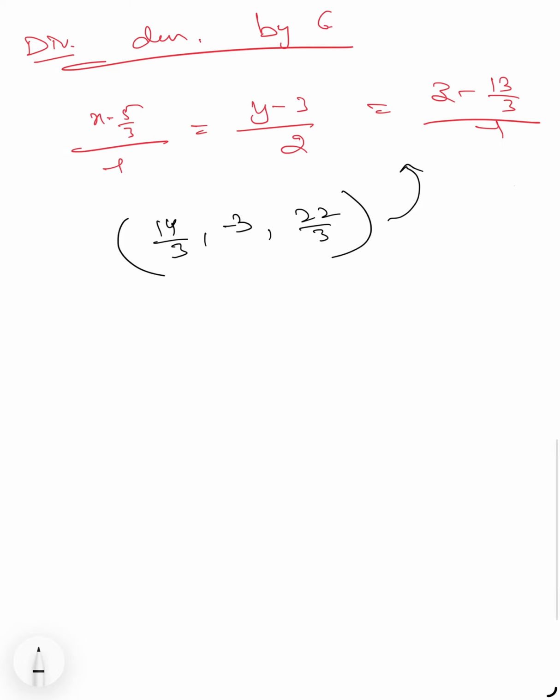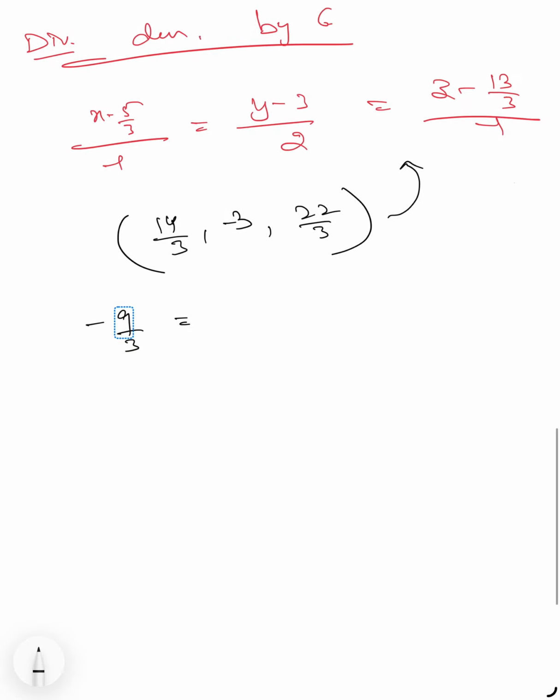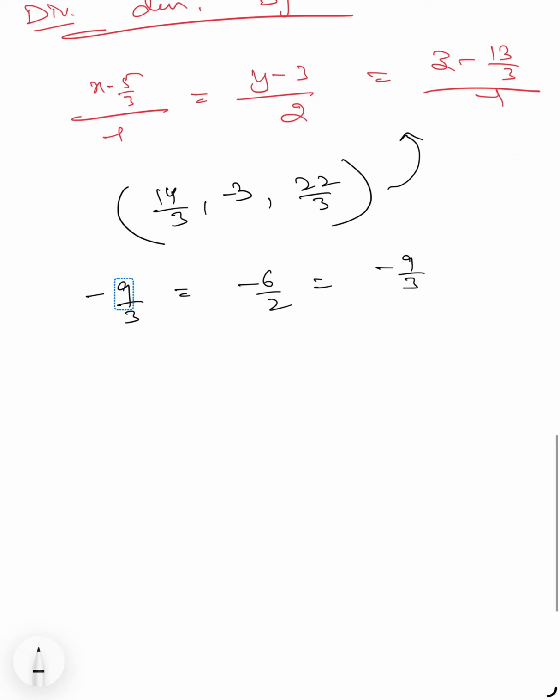So we'll get the first term as (14 by 3 minus 5 by 3), which is 9 by 3, over minus 1, then minus 6 by 2, and (22 by 3 minus 13 by 3), which is 9 by 3, over minus 1. So this is 3, this is 3, and this is 3. All are equal, hence option 1 is correct.